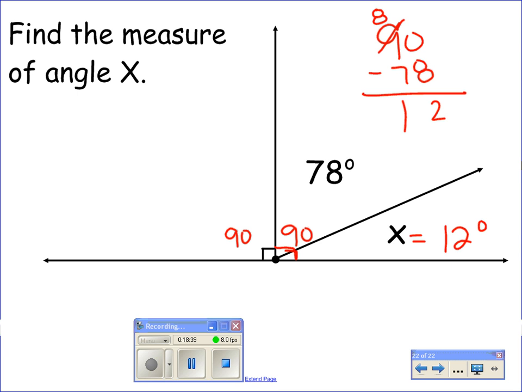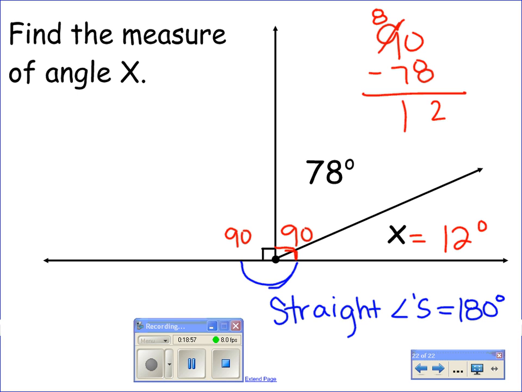That's one way. To do the other way, all of this together, what kind of angle is this? This is a straight angle. We know that straight angles equal how many degrees? 180 degrees. So we could add what we know. We know that this angle here is 90 degrees. And we know that there is 78 degrees that is there. 90 plus 78. And you do get 168 degrees. That's how much is there.